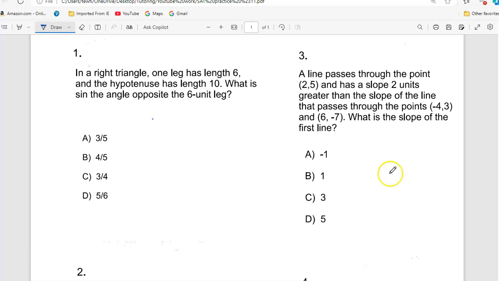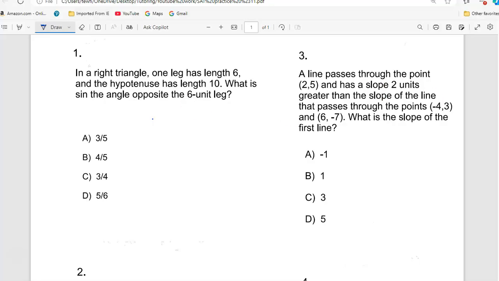Alright, for this problem, the first one here: in a right triangle, one leg has length 6 and the hypotenuse has length 10. What is the sine of the angle opposite the 6 unit leg? Okay, so it's better to sketch the graph here.